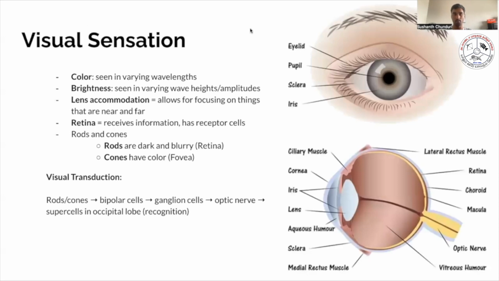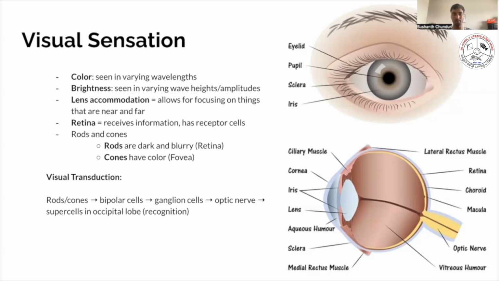Okay. Now let's talk about visual sensation, and first is color. Color is seen in varying wavelengths. Essentially what that means is the higher the wavelength, the higher on the spectrum it is. So higher, it goes up to violet, and if it's lower, then it's red, and everything else is on a spectrum between that. And brightness is the varying wave heights. So all color is waves. I mean, really, vision is in waves. So brightness is the varying wave heights of those light waves.